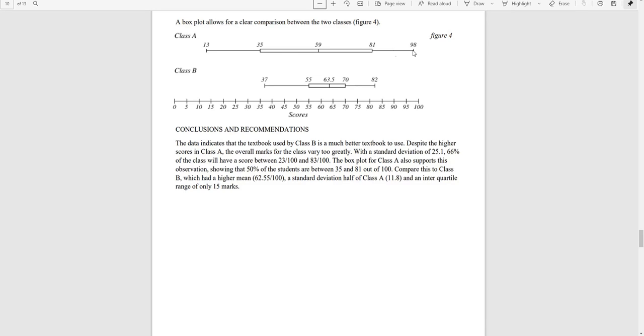With a standard deviation of 25.1, 66% of the class will have a score between 23% and 83%. That's huge. That's outside my expected range. I anticipated 40% to 100%. This is 23 to 83. The box plot for Class A supports this, showing 50% of the students are between 35 and 81. So in Class B, pretty much all the students are within the same range as 50% of Class A. So it's much better. Again, read the conclusions.